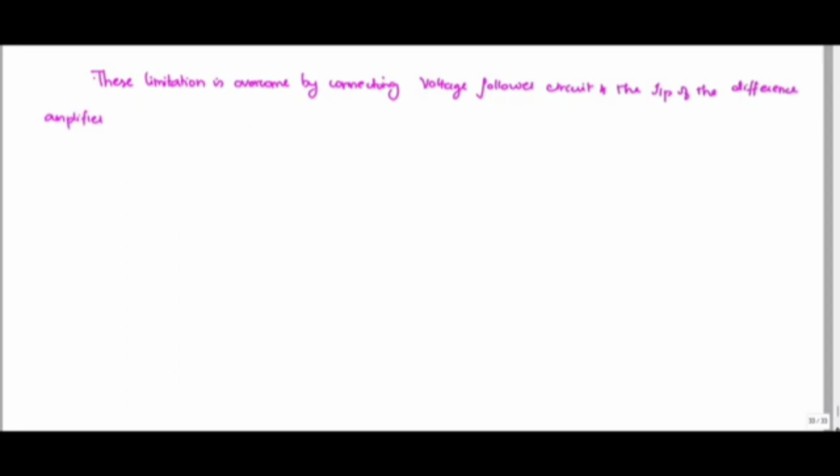So let me take that circuit. This is R1. This is R2, and this is R3, R4. Okay. So we know that this is V2 and this is V1. Right. So before that, I'm going to connect one voltage follower.